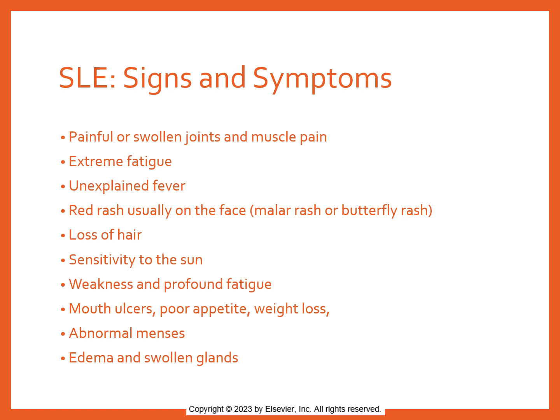Signs and symptoms tend to come and go and would include painful or swollen joints and muscle pain, extreme fatigue, unexplained fever, red rash, usually on the face, unusual loss of hair, sensitivity to the sun, weakness and profound fatigue, mouth ulcers, poor appetite, weight loss, abnormal menses, edema, and swollen glands. Weakness is a hallmark of the SLE process.